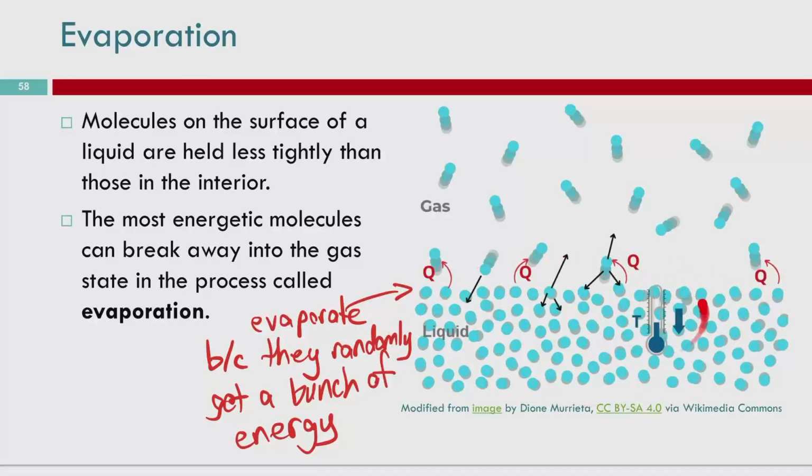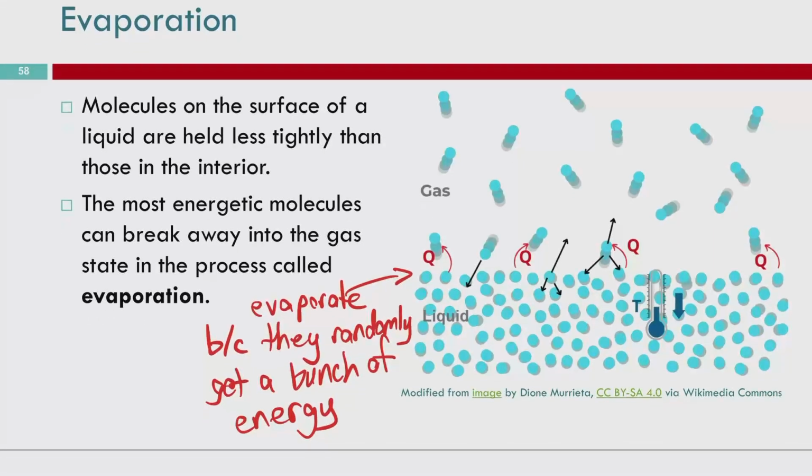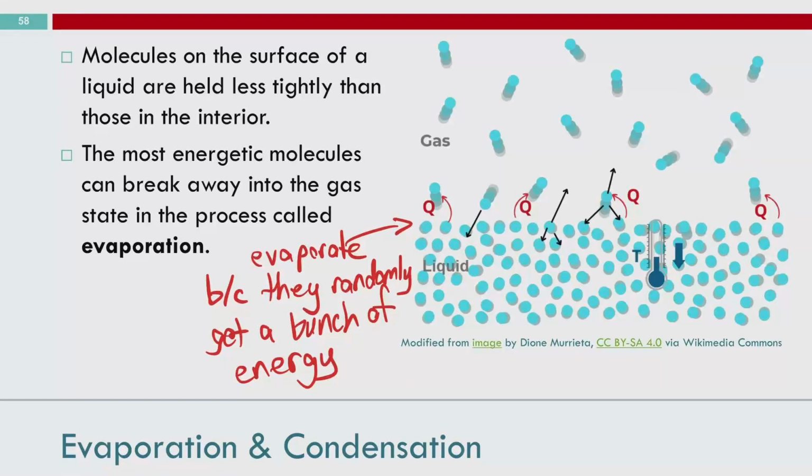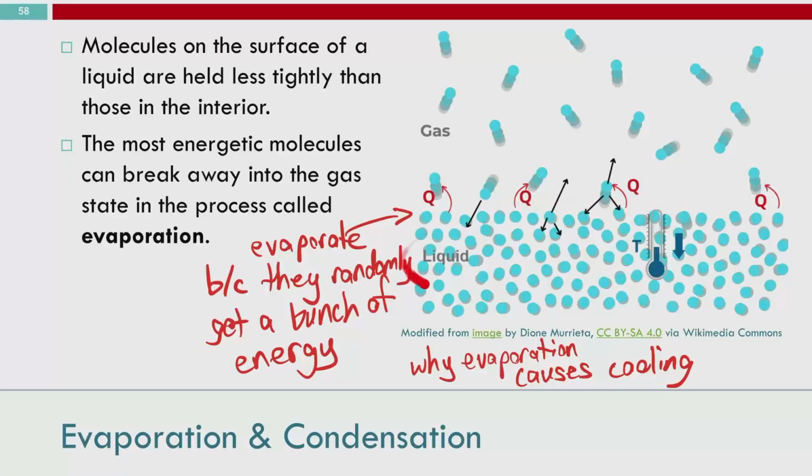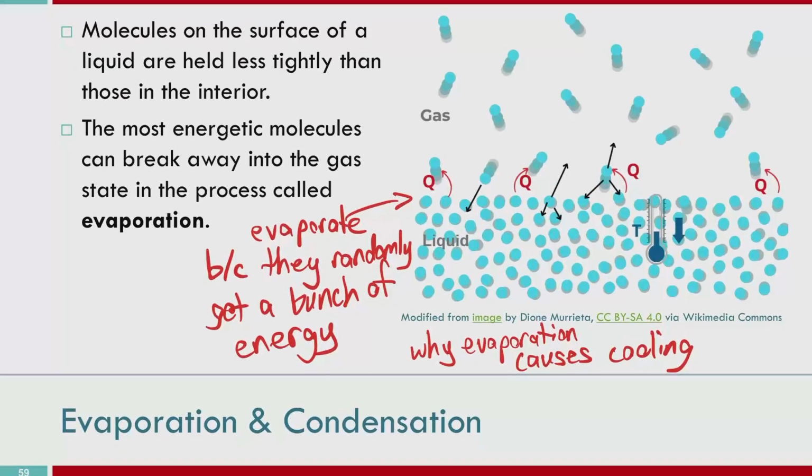And that's why we've got the thermometer here with the temperature going down. They're stealing extra energy. They're taking energy from everyone around them. They've taken off, and now the liquid no longer has that energy. And that's why evaporation causes cooling. So it's taking extra heat away, and that causes the thing that it's on or in to cool down.